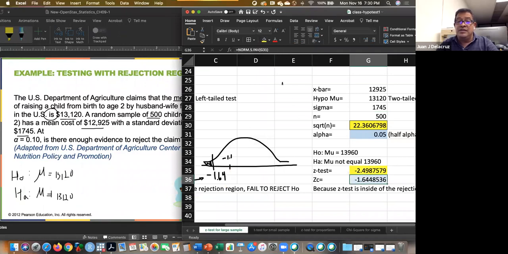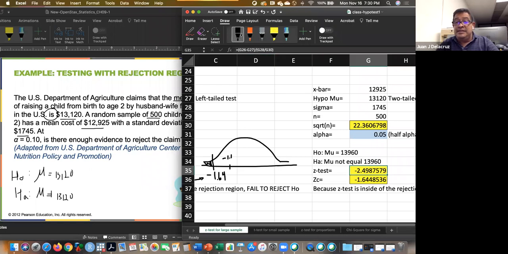Let me use yellow here. In the two cases, I use yellow and make little frames. So in this case, I found the z-score. This z-test corresponds to this data. This data is what gives me the z-test.